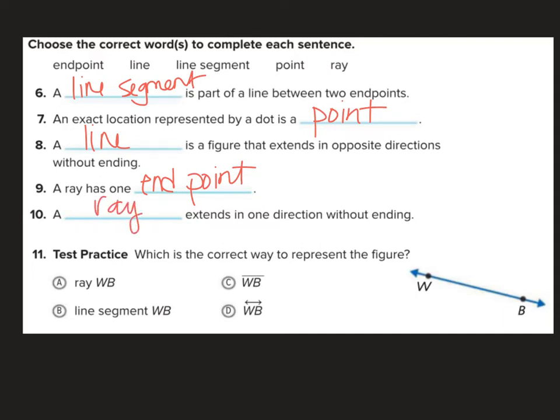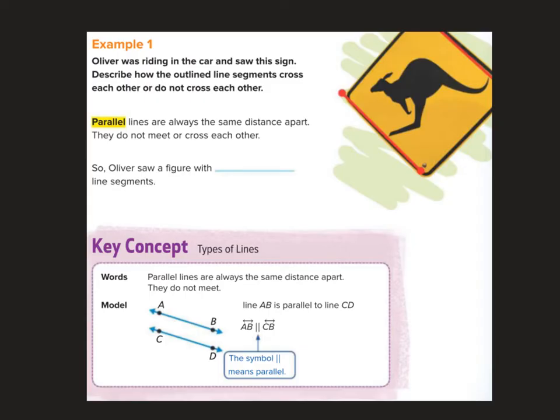Test practice. Which is the correct way to represent this figure? Okay, so it's not a line segment. It's not a ray. It's not a line segment, and this one does show line WB. Yep, that is correct. All right, so there's lesson 1. Now let's go on to lesson 2.